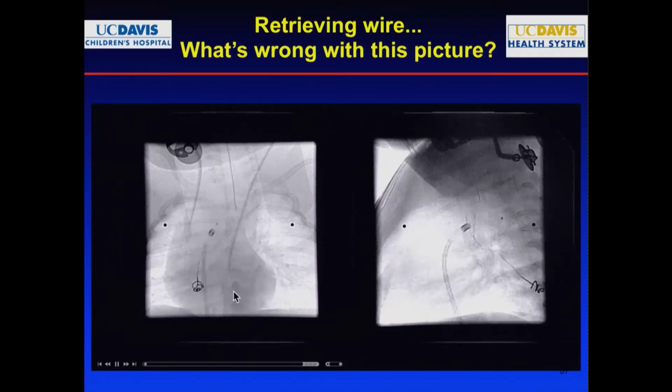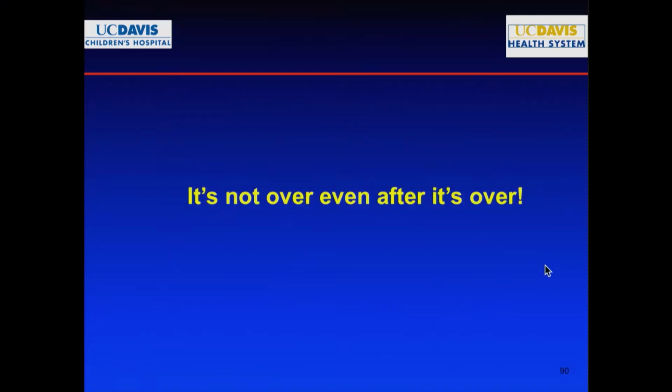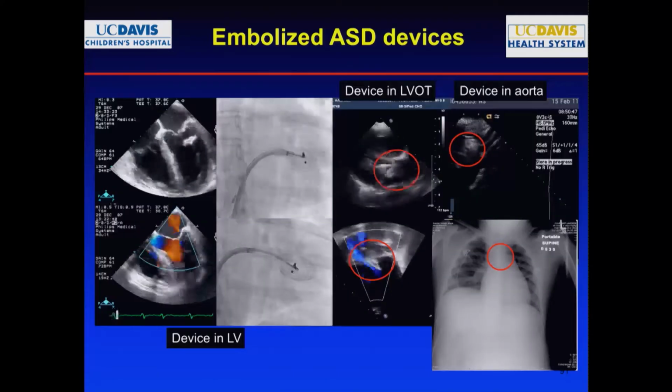You're pulling the wire, and it's breaking apart. This is what it looks like. This is the wire that has been torn apart. Eventually we got this out, and this was done surgically, but this can happen too. Again, it's not over until you get all the balloons, the wires, and the sheaths out. Just know that. It's not over even after it's over, because you're still responsible.